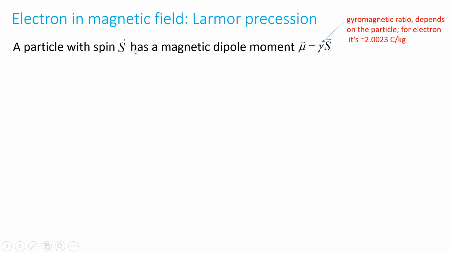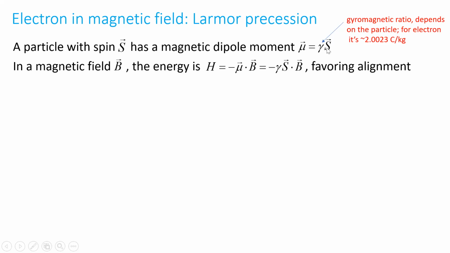So it turns out intrinsic spin also has a magnetic dipole moment associated with it, equal to this gamma times s. In a magnetic field B, the energy of the magnetic dipole moment is minus mu dot B. And that favors alignment of the magnetic dipole moment with B, because if these two vectors, the magnetic dipole moment and B, are aligned, then the dot product will be positive and we'll have a lower energy, a negative energy.